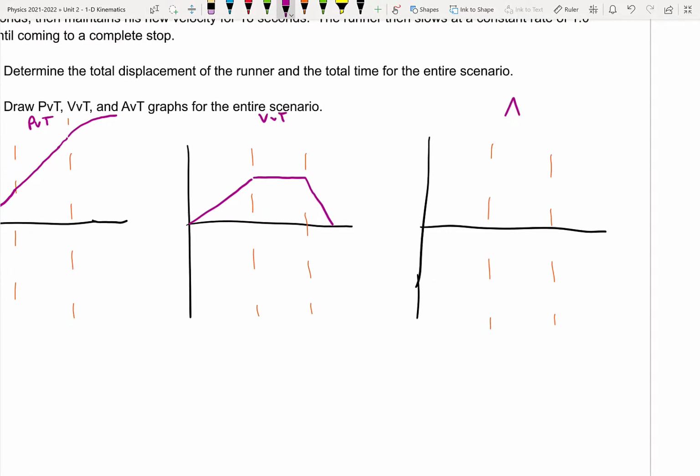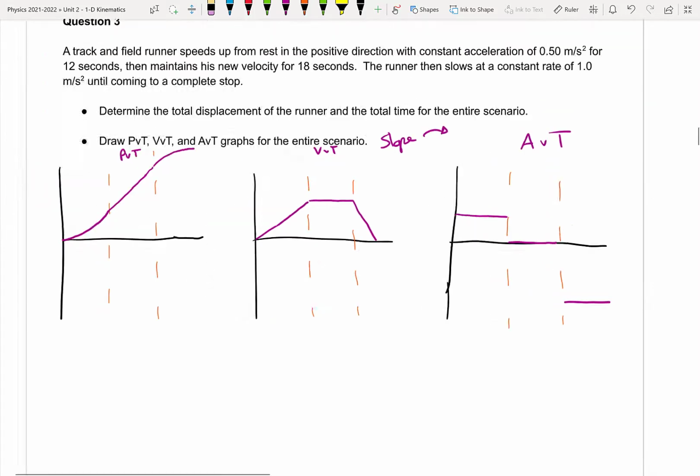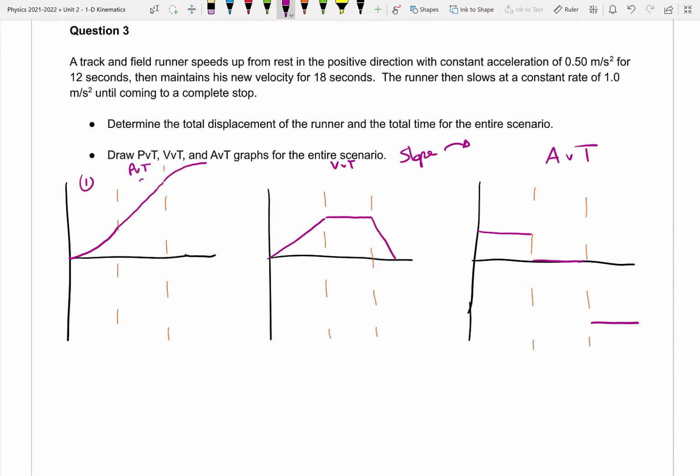For acceleration, remember, look at your slopes. On velocity, slope takes you to the right. I can see my first slope is positive over here in the first phase of motion. So that means I'm going to have a positive value for my acceleration. Then in the second phase of motion, on velocity, it is flat, 0 slope. It means I have 0 value acceleration. And then in the third phase, I have a much steeper but negative acceleration, so it should be down here. Let's label these parts of motion 1, 2, and 3.